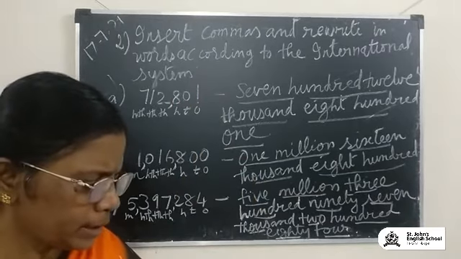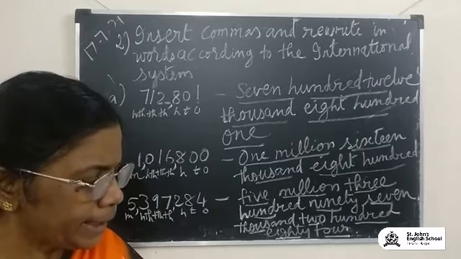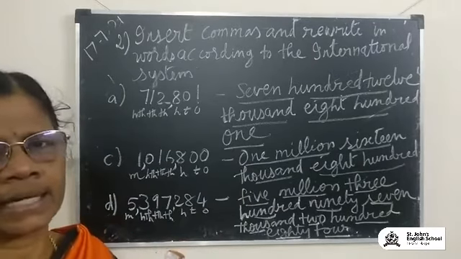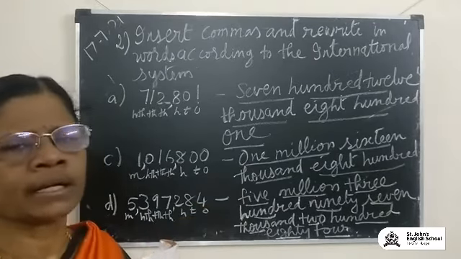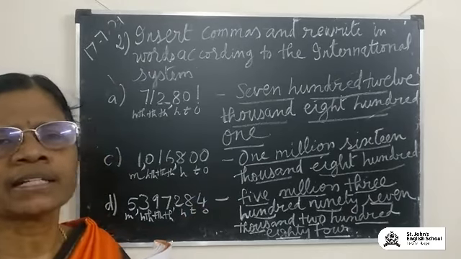There are a few more sums, like giving the place value of the colored digit and rewriting using figures, and all that. We will continue it in the next class. Up to this you can practice in the notebook also; in the PDF you will be getting all the answers. Okay, yes children, thank you.